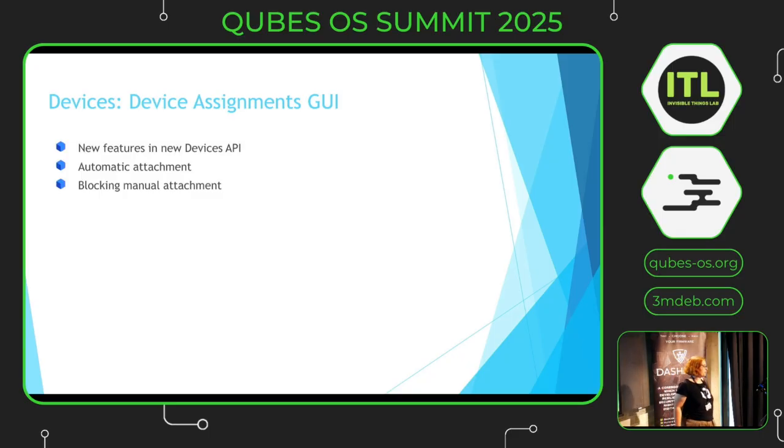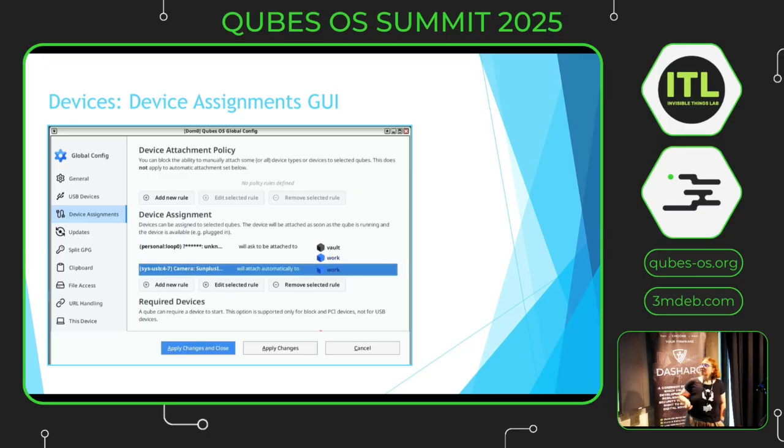We have a bunch of bigger changes in the device assignments global config thingy. Because as Piotr has described, we have great new features like better, more comprehensive automatic attachments and blocking manual attachments. It's already great, but it needs some sort of graphical user interface. So we made a new graphical user interface. You can also see that the global config looks a bit different. I'll come to that later.